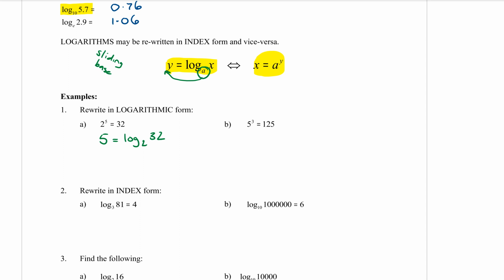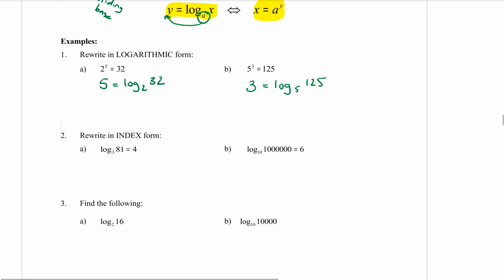So let's try the next one. For the base of 5, we're going to slide it to the other side. So the 3 is going to stay there, and it's going to become a log of base 5 of 125.